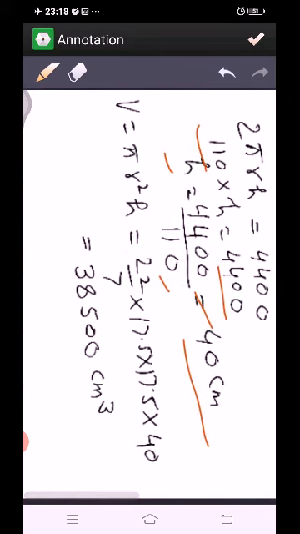So we know that volume equal to pi r square h. We have got both the values r and h. So value of pi 22 upon 7, r square 17.5 into 17.5, into h, that is 40. So on calculation we get 38,500 centimeter cube will be the volume.